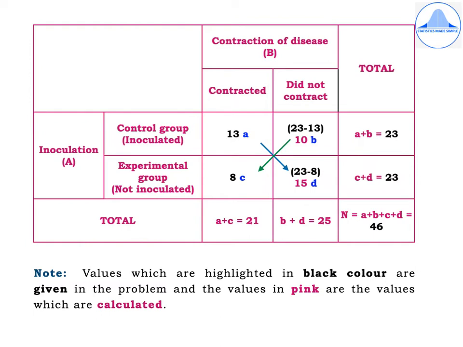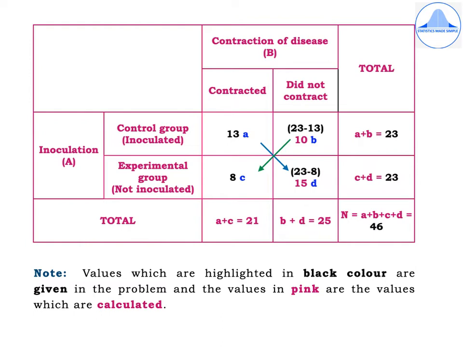the cell frequency B. Similarly, to find out the cell frequency D, it is the total corresponding to the experimental group, and from that total, which is 23, you have to subtract those who have contracted the disease. So 23 minus 8 is equal to 15. Now we need to find out the total of those who have contracted the disease. That means I have to find out what is A plus C.